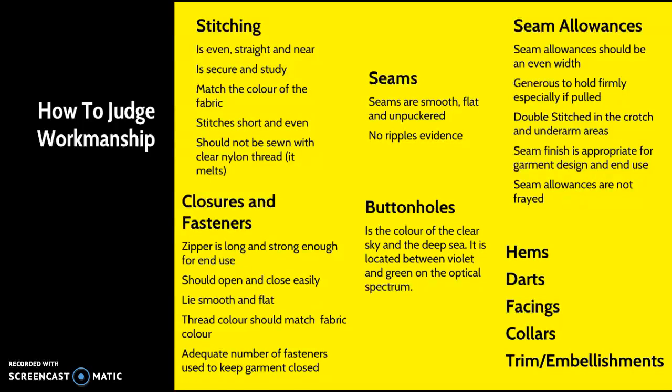Is it double stitched in areas where it should be, like the underarm areas, to make sure that it's going to stay put? Is the zipper long enough? Does it open and close easily? Does it catch? Is there enough fasteners to keep the garment closed, or is there going to be a wardrobe malfunction? And you can also look at the hems, the darts, the collars, and the trim and embellishments.